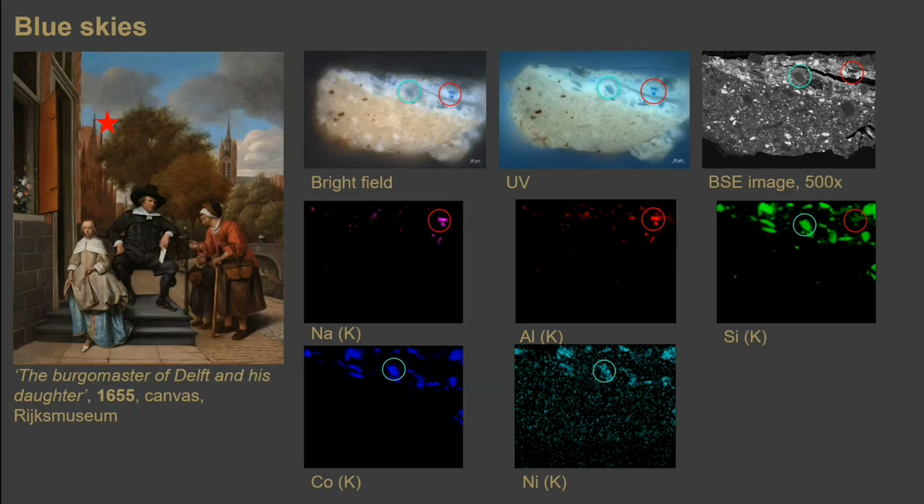And in this elemental mapping of a cross-section from the sky, we see blue smalt particles consisting of silicium, cobalt, and nickel. Those particles are circled in blue. And then we have lazurite particles consisting of sodium, aluminum, and silicium, which are circled in red.